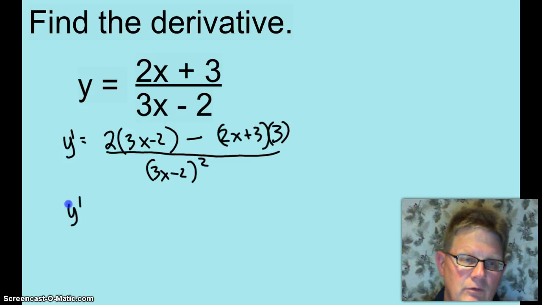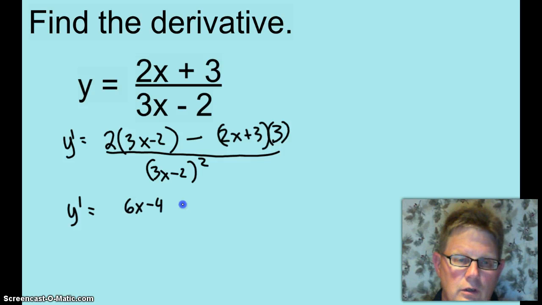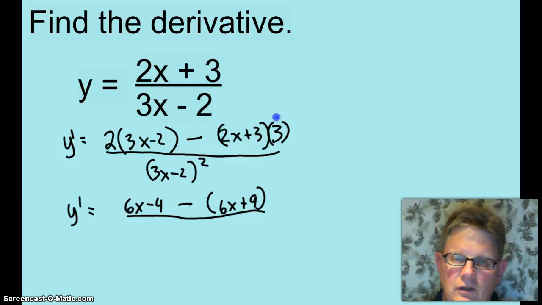So y prime of x equals 6x minus 4 minus (6x plus 9). And notice that I still left that in parentheses. All I did was distribute the 3, because I don't want to mess up with any subtract signs or negative signs or anything else going on there, because I know I have a tendency to do that. Actually, I know you guys have a tendency to do that.